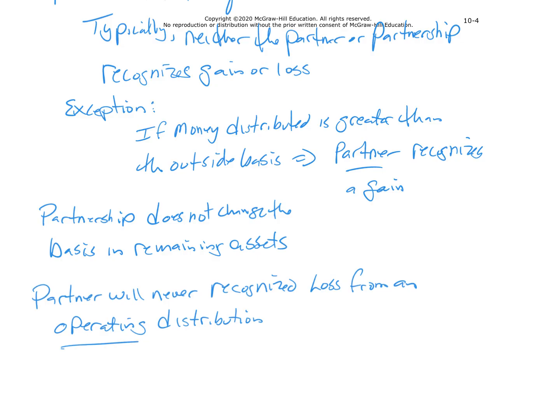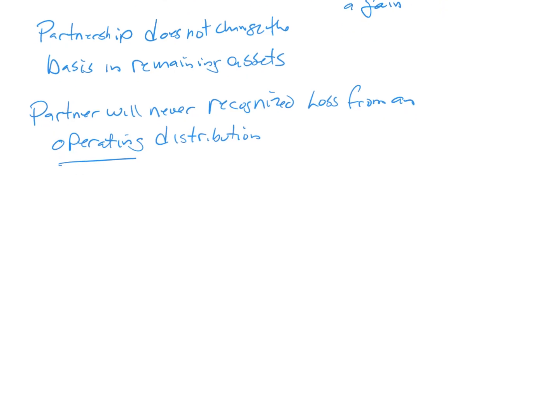Okay, so now let's talk about operating distributions that include property other than money. All right, so I'm going to slide this up a bit and I'm going to change colors.